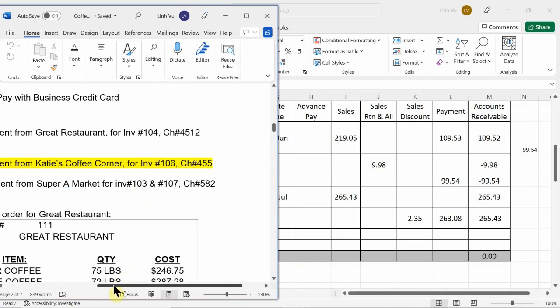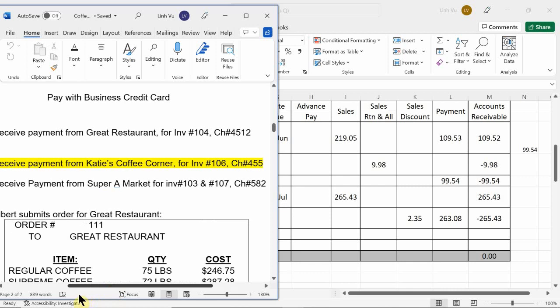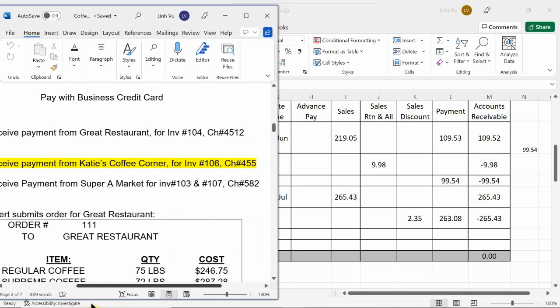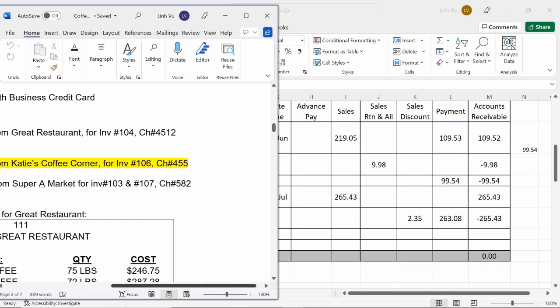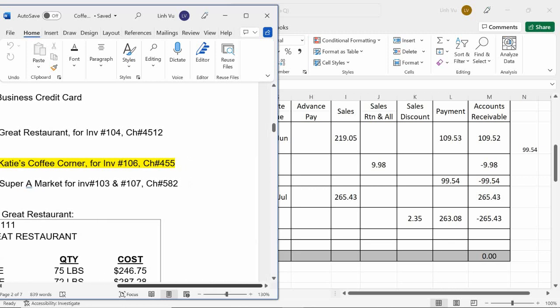And of course, we also end up receiving another payment from Super A Market for invoice number 103 and 107, paid with check number 582.